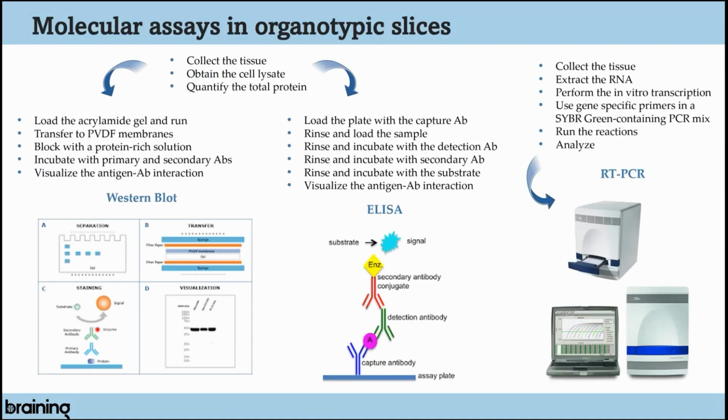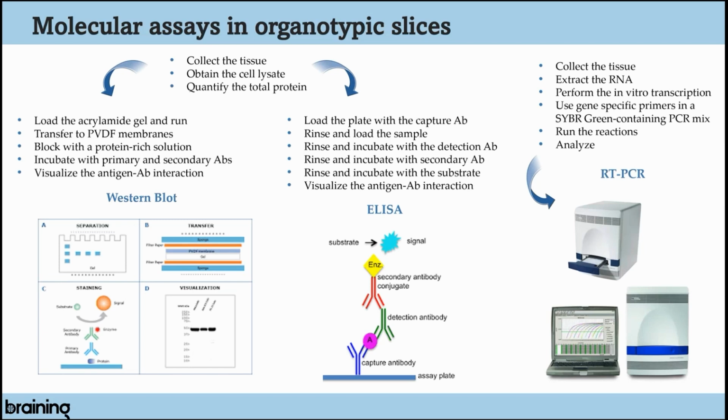Besides immunohistochemistry, you can use them for Western blot, you can use them for ELISA, and you can use them for RT-PCR. For Western blot and ELISA, you have to collect the tissue and obtain the cell lysate. If you want to perform an RT-PCR, you collect the tissue, you extract the RNA, perform the in vitro transcription, and then you just put the samples in these highly expensive machines in order to run the reactions and analyze the results.